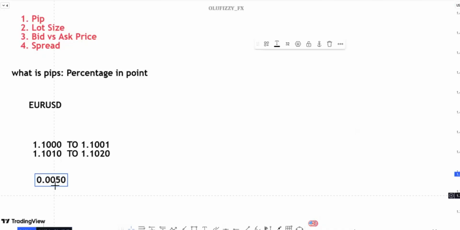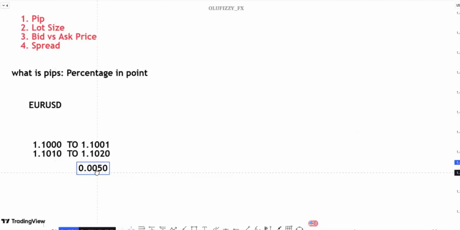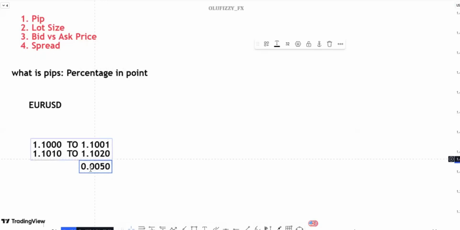Now let's do the calculation. You can add 50 pips to 1.1020, and in that case it's going to give you 1.1070, because if you add 50 to 20, that's 70. It's just simple math.